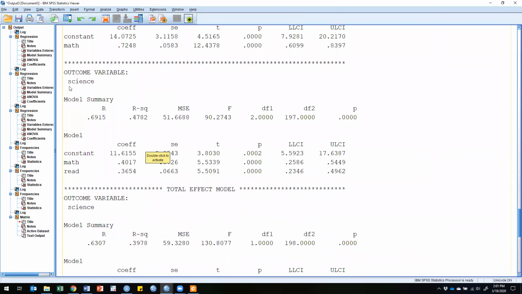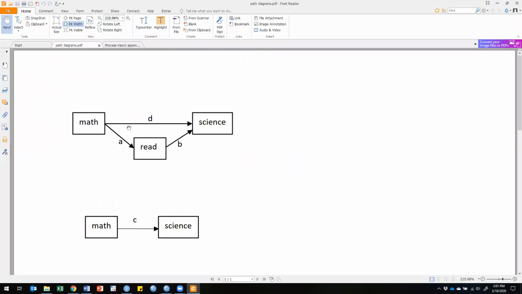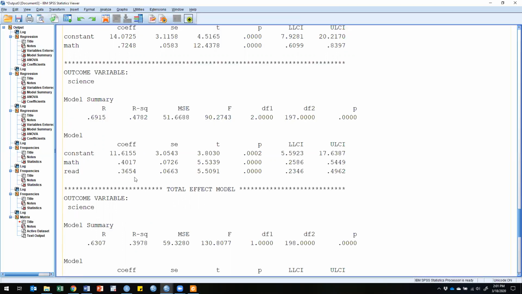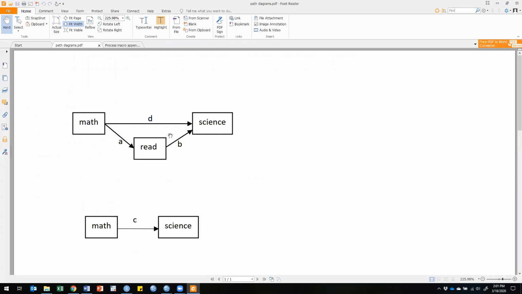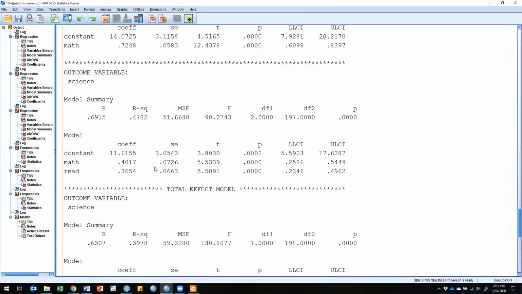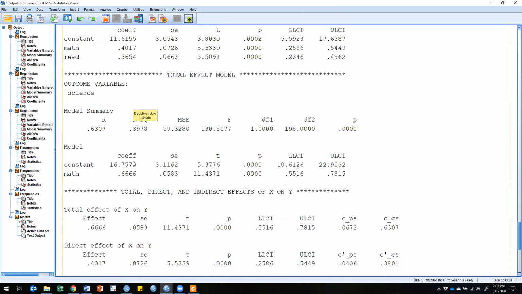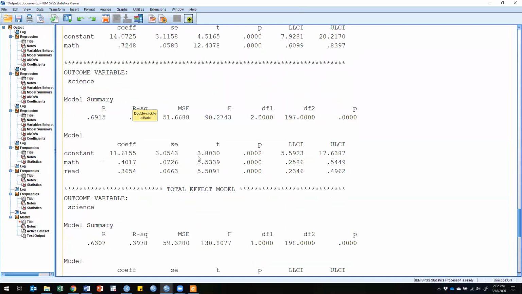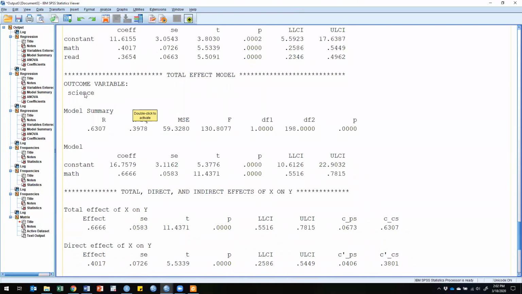Here our outcome variable is science. And then here's the direct effect of math on science. This is what we have labeled as D in our path diagram here. And then this coefficient for reading is the direct effect of reading on science achievement. That's what we have labeled B in this diagram here. Here's our total effect. They label it as a total effect here of math on science, 0.666.